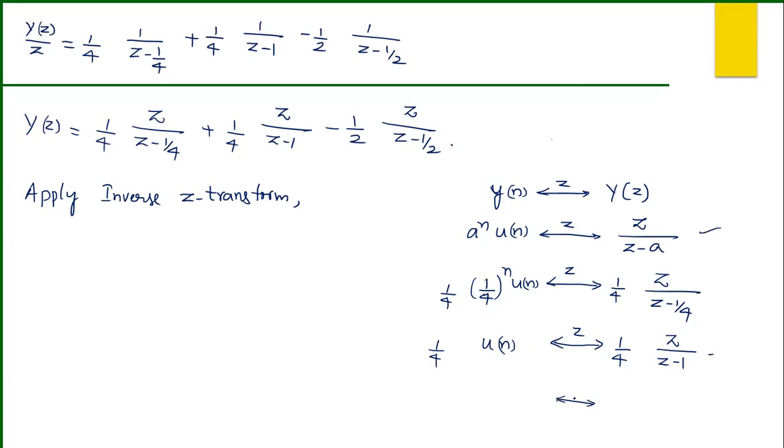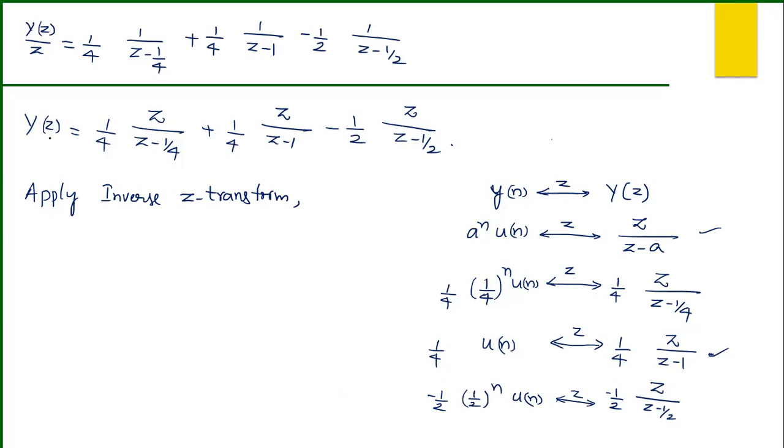What is the last term given? Minus 1/2, z/(z − 1/2). Now, here you see that −1/2 you just consider it is a constant value, because they have not given the ROC. By default it is a right-sided signal. That's why −1/2 z/(z − a). What is the a value? 1/2. (1/2)^n into u[n].